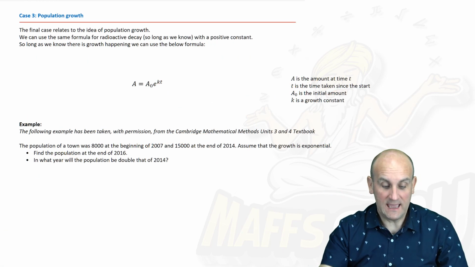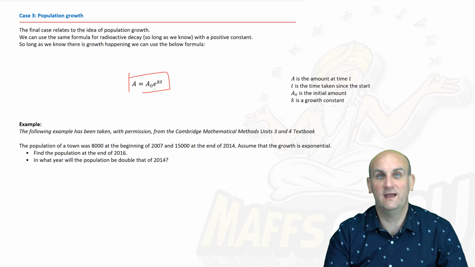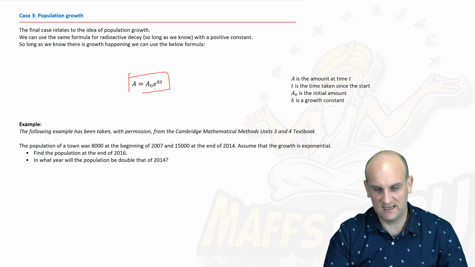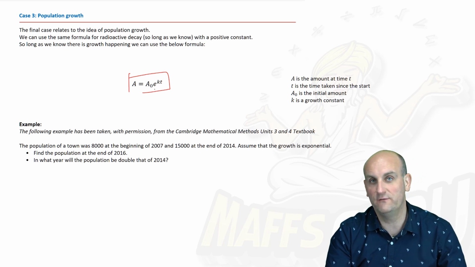Now, having dealt with decay, we can deal with the same idea for growth. Those of you looking behind me will see that A equals A0 e to the kt. It's exactly the same formula, but in this situation we have a positive, where there's no negative sign in front of that kt.